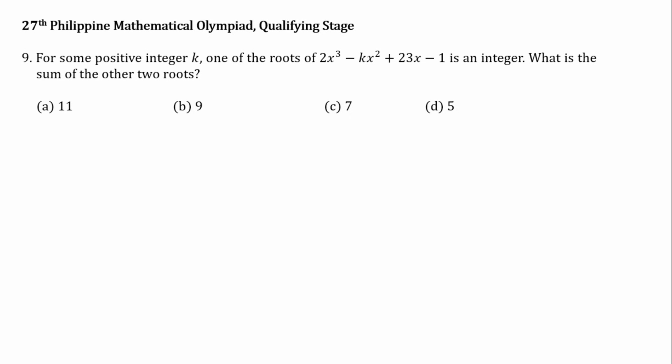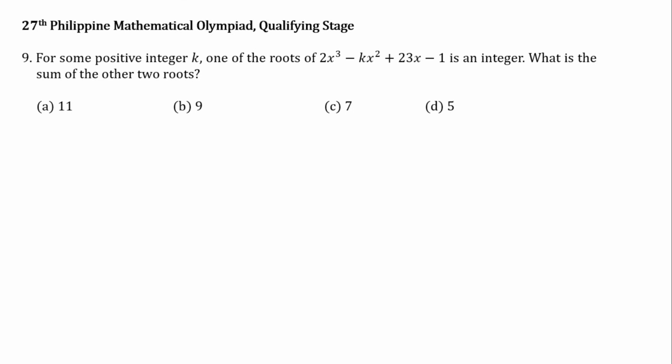Problem number 9. For some positive integer k, one of the roots of 2x cubed minus kx squared plus 23x minus 1 is an integer. What is the sum of the other two roots? We can apply here the rational root theorem to determine the potential rational roots of the given polynomial.